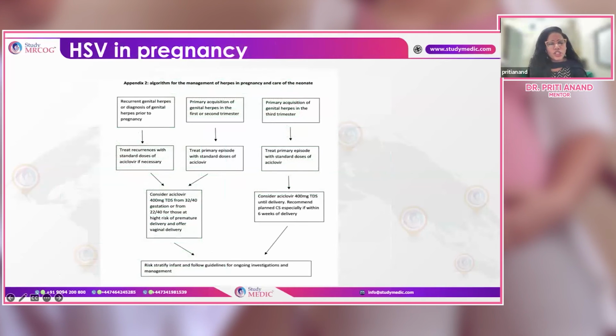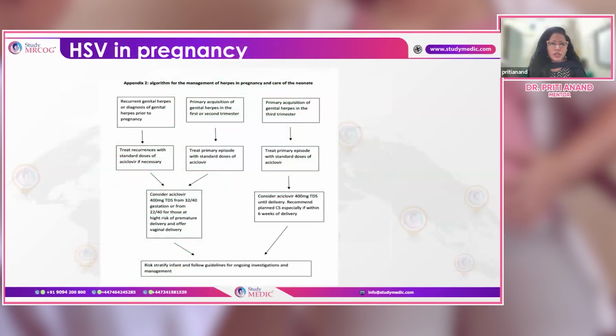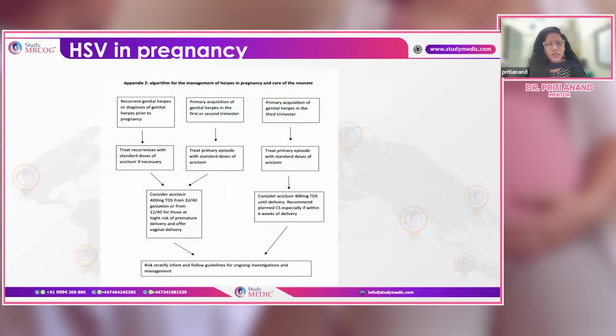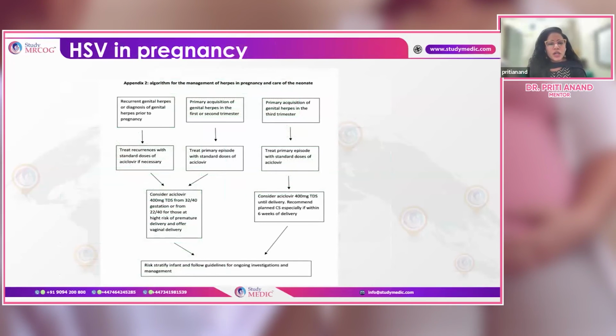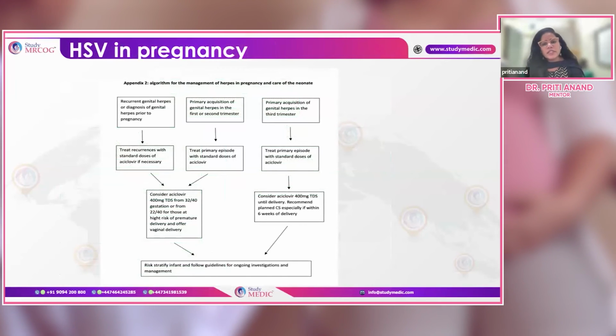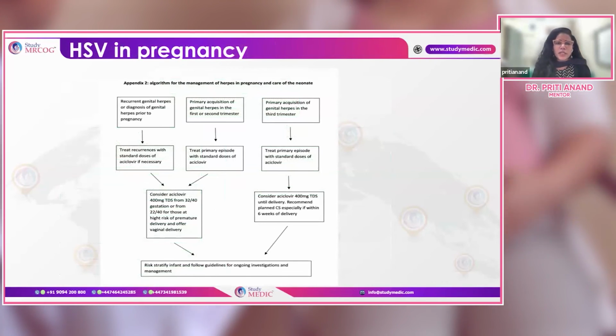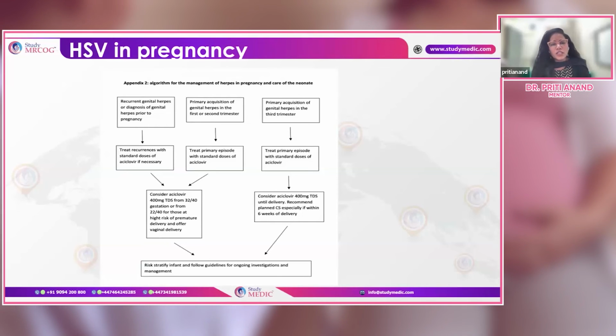Few words about HSV in pregnancy. So recurrent genital herpes, if that is diagnosed, or a diagnosis of genital herpes prior to pregnancy, treat recurrences. Basically, any recurrent herpes in pregnancy can be treated with conservative management, that is symptomatic treatment, and acyclovir if necessary can be started.